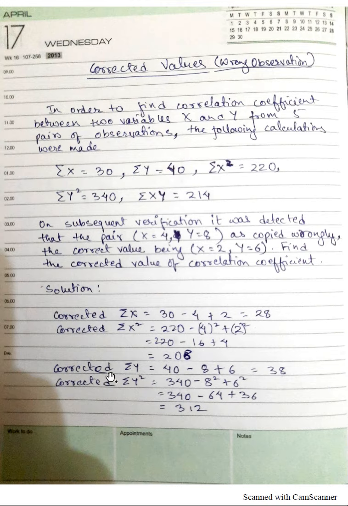This is equal to 208. Now what will the corrected summation y similarly be? Summation y is given as 40 minus the wrong value, that is 8, plus the correct value, that is 6, which will be equal to 38.